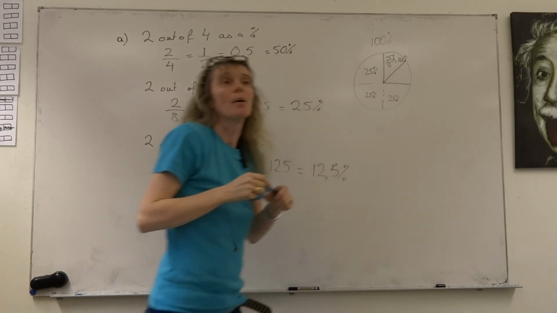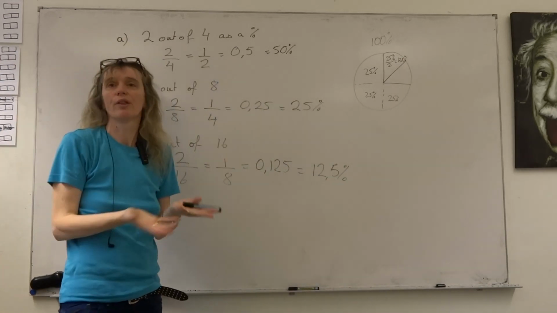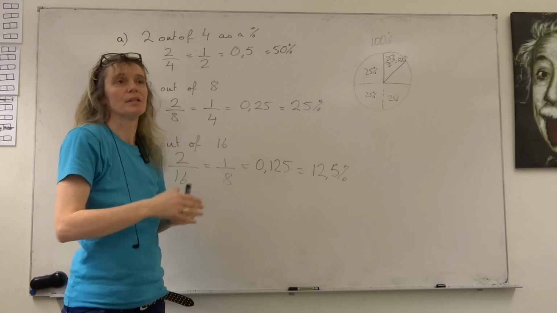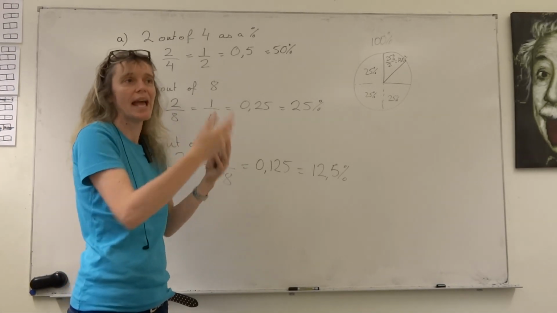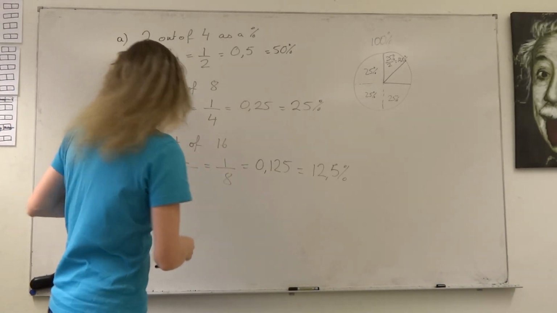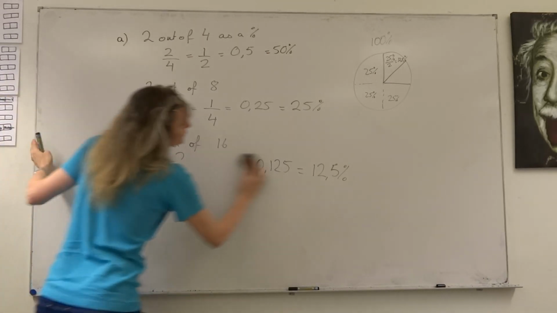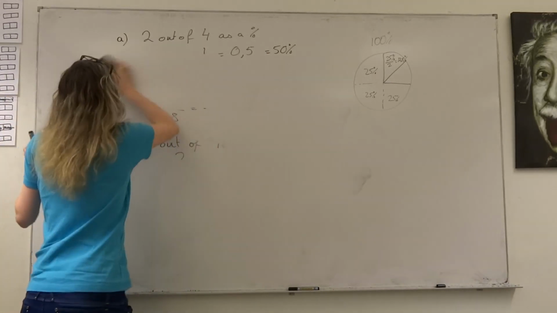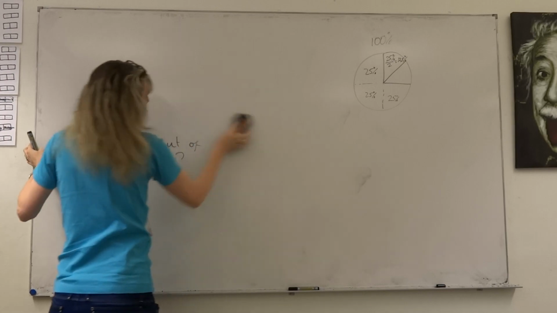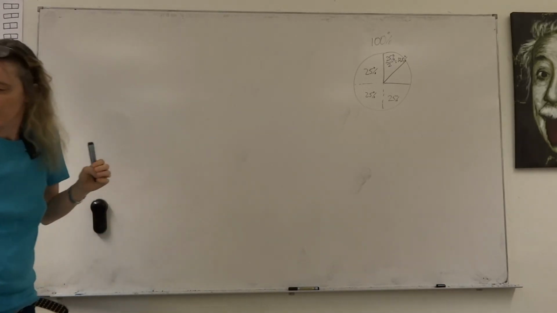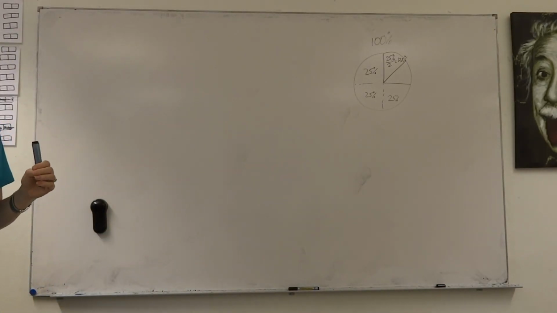So if we think of 100% as just being the whole thing, and then we can split it up into different amounts, halves, quarters, eighths, quite easy to do. Right, that was the first one. There's 3 points for each of those, one for the 50%, one for the 25%, and one for the 12.5%.